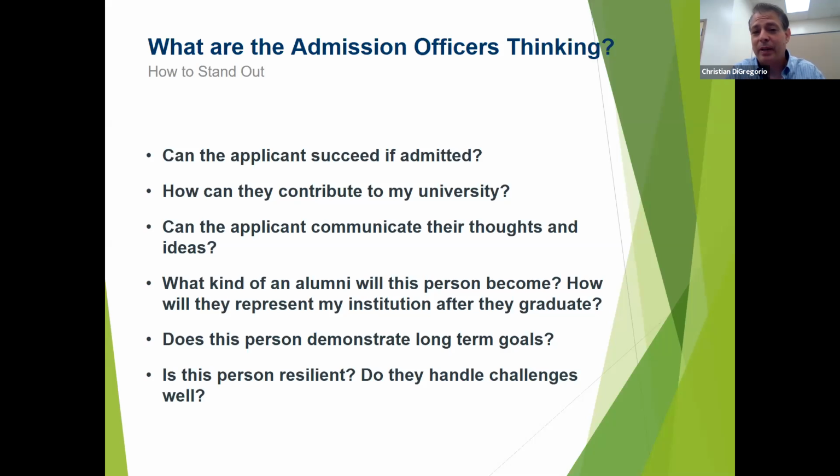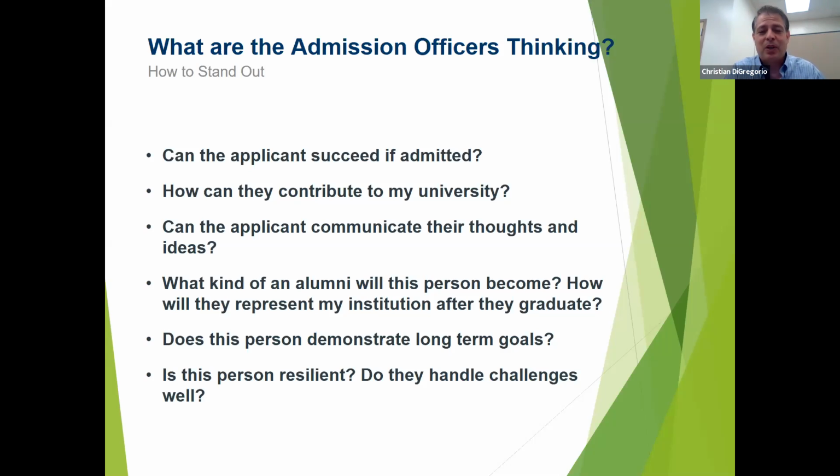What kind of alumni are you going to become long term? People don't think about that. They just always think, I'm going to get in. I want to get in. But what happens after that? How do I think you're going to represent my institution after you graduate? Okay? So that's something you really should consider. It's a bit out of the box and really long term, down the road.